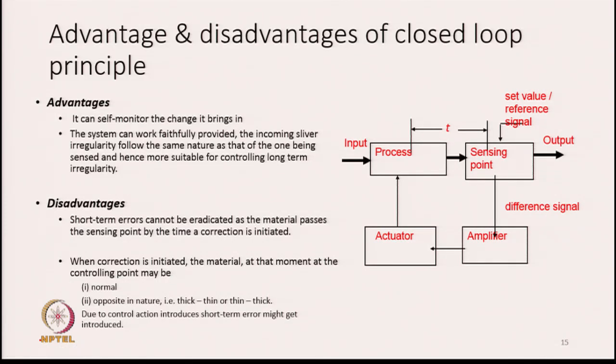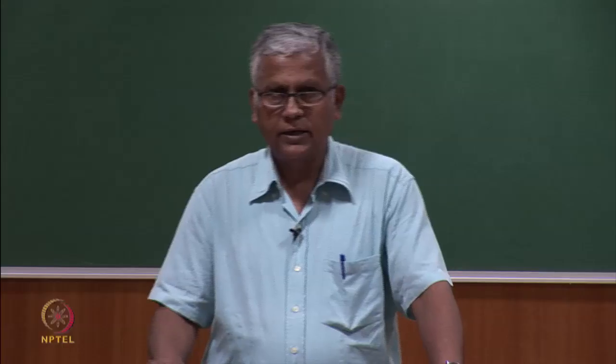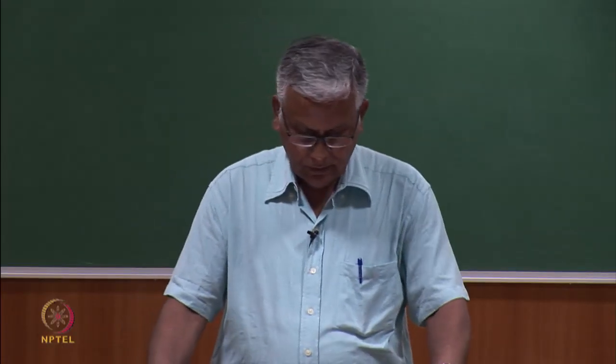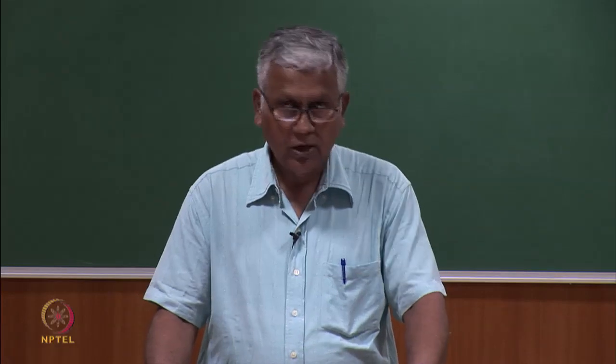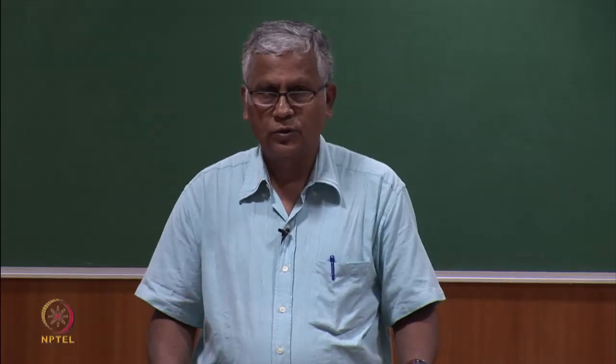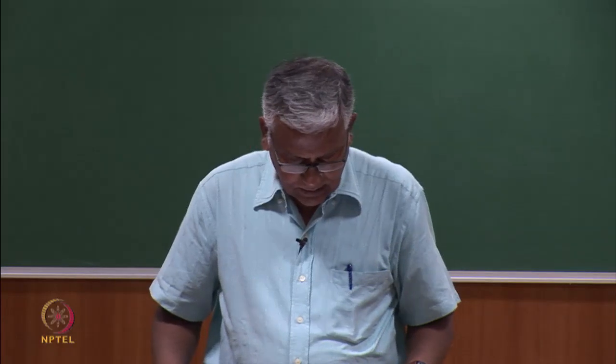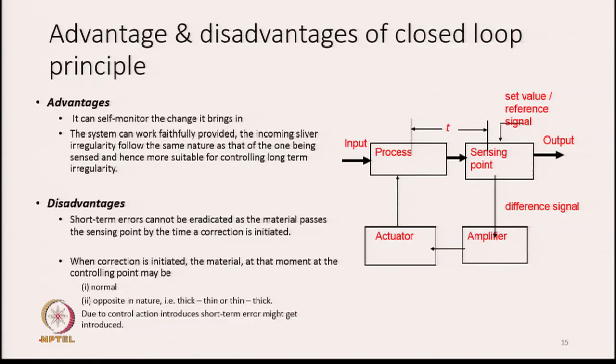So, advantages and disadvantages of closed loop system, let us now see. We have earlier discussed the advantages and disadvantages of the open loop system, and now we are discussing the closed loop system. All right. So, what are the advantages? It can self monitor the change that it brings in. This is a very important point. Earlier it was not there, action was taken, or we never knew whether the action taken was correct or not.